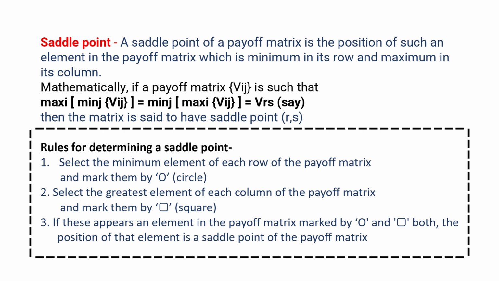Number 1. Select the minimum element of each row of the payoff matrix and mark them by circle. Number 2. Select the greatest element of each column of the payoff matrix and mark them by square. Number 3. If there appears an element in the payoff matrix marked by circle and square both, the position of the element is a saddle point of the payoff matrix.